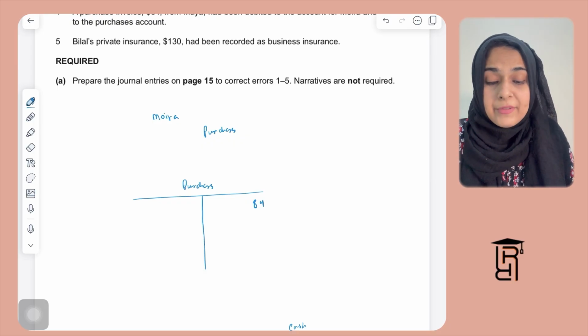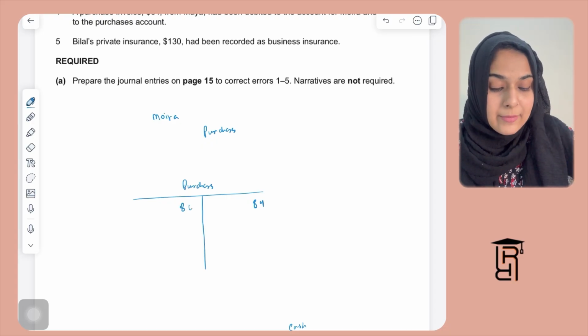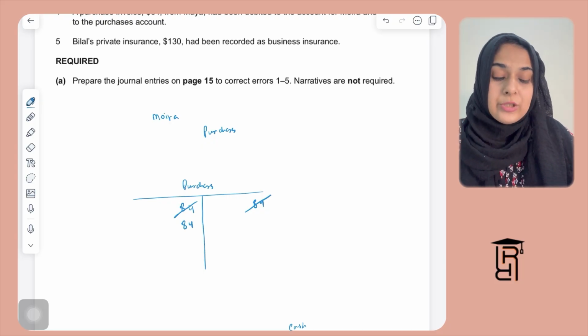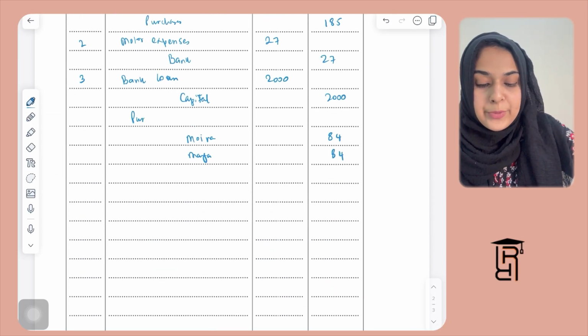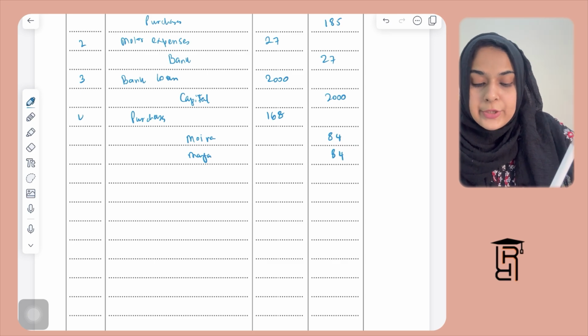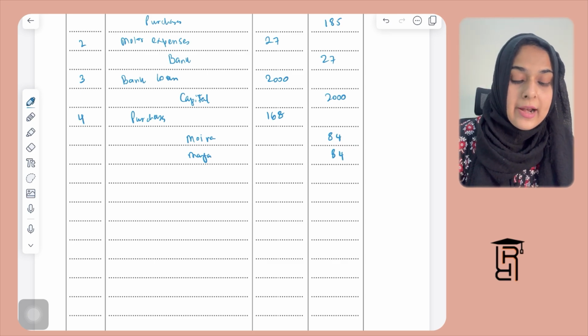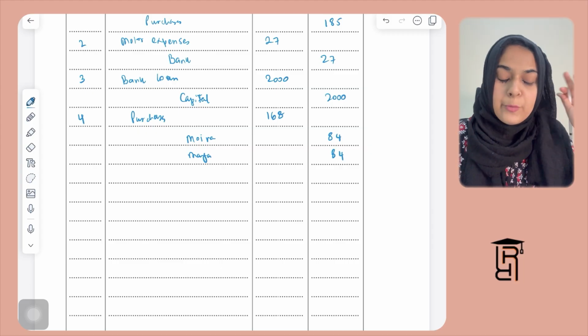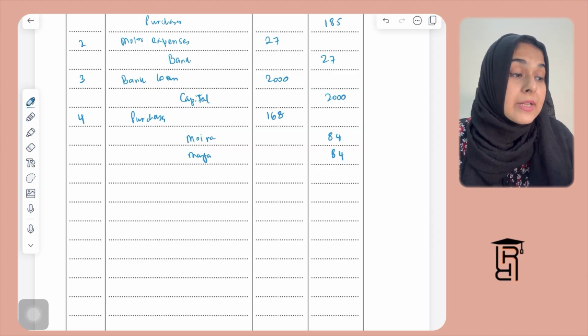Because whenever we buy goods on credit, we record that on the debit side of the purchase account. So I basically debit purchases once, so this error is removed, and I debit purchases again by 84. That means I'm recording purchases of 84. So now I'm going to debit purchases by 168. So purchases debit 168, Moira credit 84. We removed it from Moira's account and we credit Maya's account and record it in Maya's account.